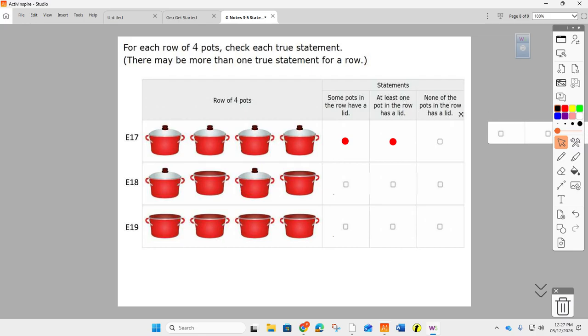Once again, they're not always quite this easy. They are still pretty simple, don't get me wrong, but they're not quite as straightforward as this example makes it appear. All right, is some pots in the row have a lid a true statement for the second one? Mm-hmm. At least one pot in the row has a lid? Mm-hmm. None of the pots in the row has a lid. Well, no, that is not a true statement. And then last, some pots is not a true statement. At least one is not a true statement, and it's the none.